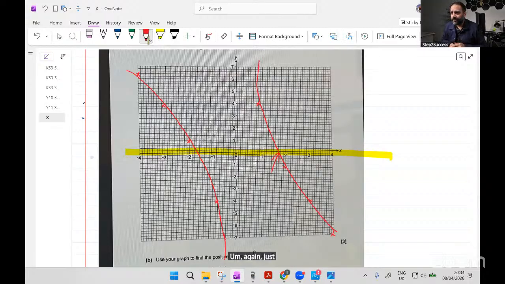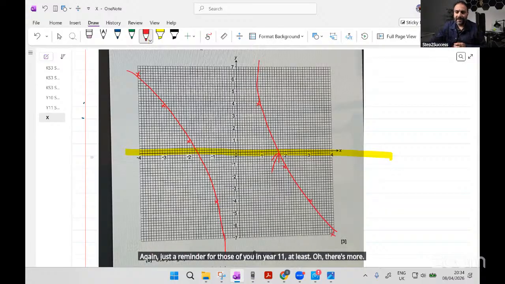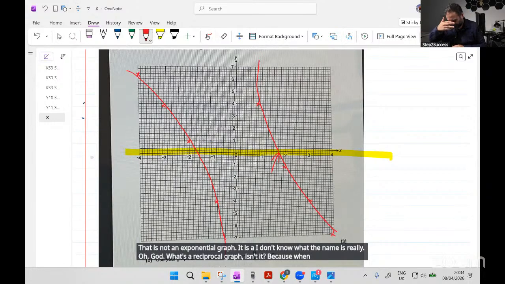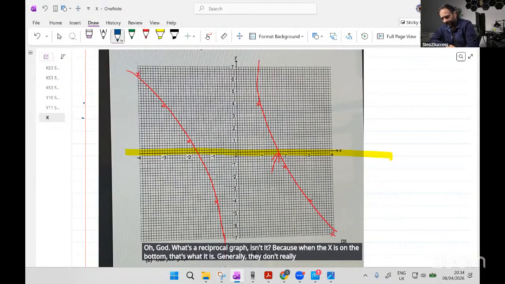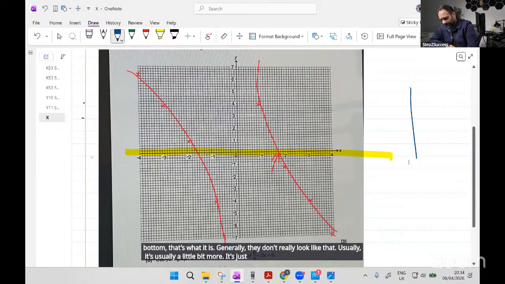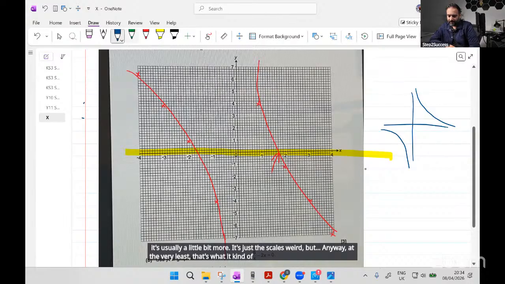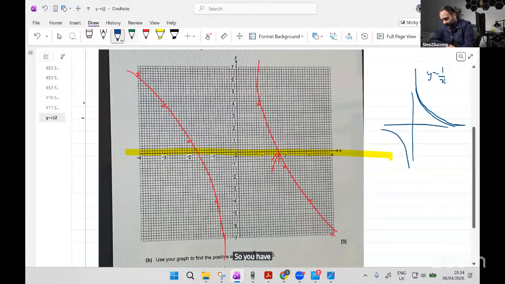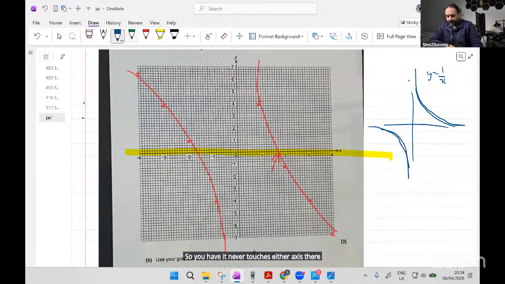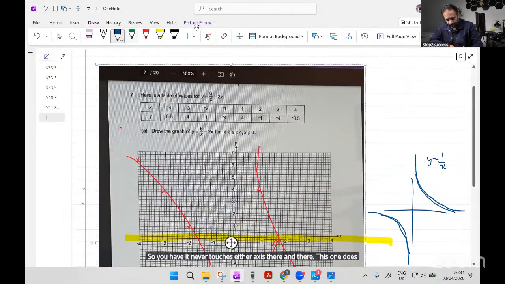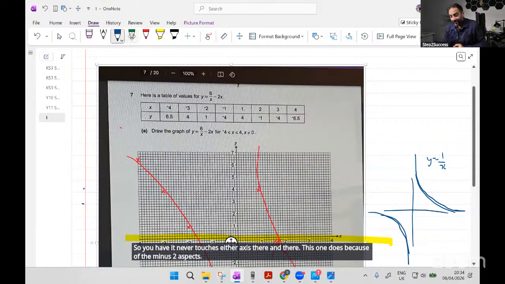Again, just a reminder for those of you in year 11 at least. Oh, there's more. That is not an exponential graph. I don't know what the name is really. Reciprocal graph, isn't it? Because when the x is on the bottom, that's what it is. Generally, they don't really look like that usually, it's just the scale's weird. But at the very least, that's what it kind of looks like. So that's the graph of 1 over x. It never touches either axis there and there. This one does because of the minus 2x bit, but that's what it is.